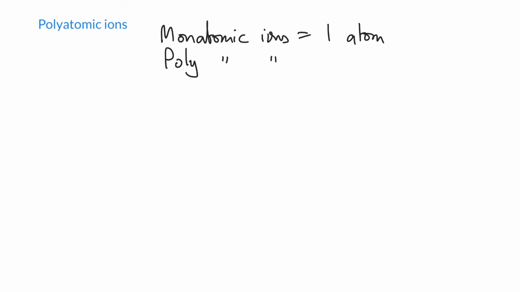So far, all the ions we've been looking at are what we call monatomic. And the monatomic ions are ones that have one atom that has gained or lost electrons. Now, when you go to polyatomic ions, poly means many, so these are made from two or more atoms.